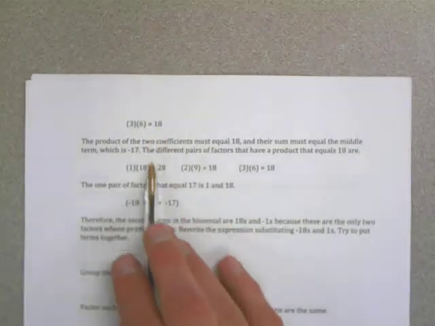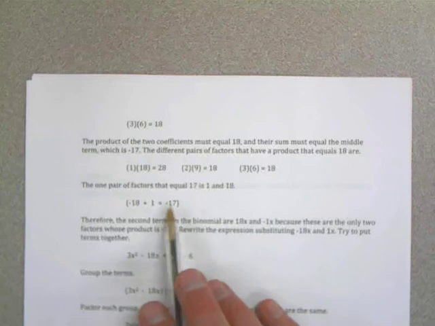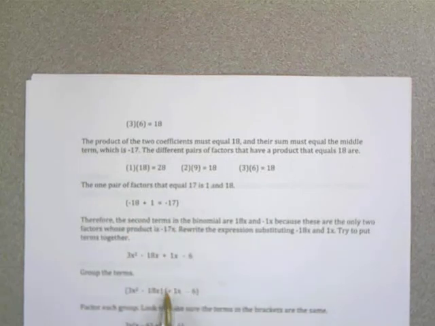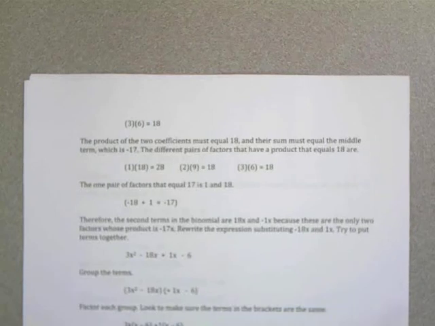There's factors of 18. That'll equal negative 17, which are negative 18 plus 1. Substitute them in. Then you have to group them. And after you group them, you look for your factor again, and you end up getting your factor number.